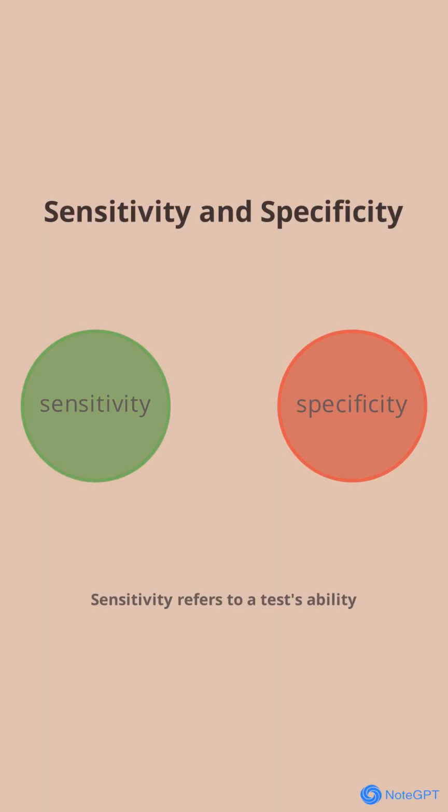Sensitivity refers to a test's ability to correctly identify those with the disease, while specificity measures its ability to correctly identify those without it. In this study, EMG showed moderate sensitivity and high specificity, especially for cervical radiculopathy. MRI, on the other hand, was highly sensitive but less specific, sometimes detecting abnormalities in people without symptoms. Understanding these characteristics helps clinicians interpret test results more accurately and avoid overdiagnosis or missed cases.